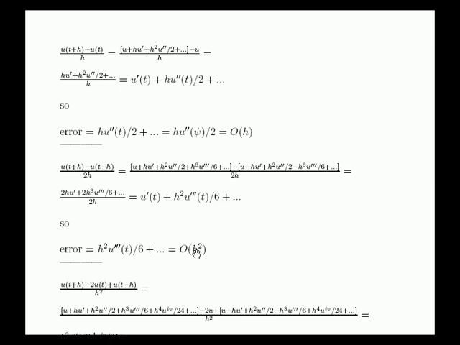Now if you cut h by a factor of 10, the error should go down by a factor of 10 squared, 100.